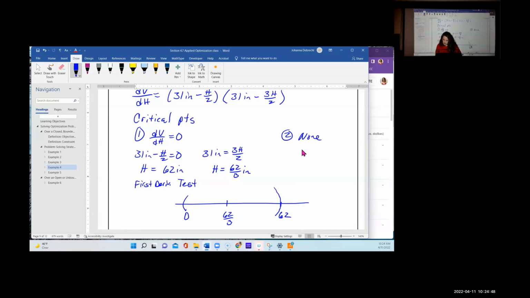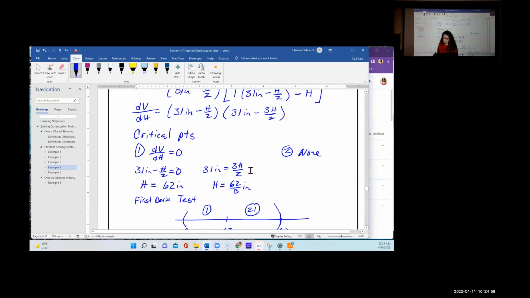And so when we're looking up here, I'm going to test 1 and 21. And I'm testing in the first derivative. So this is the sign of the first derivative.